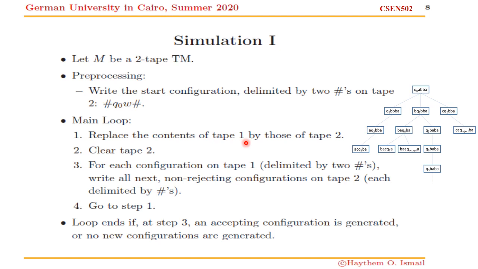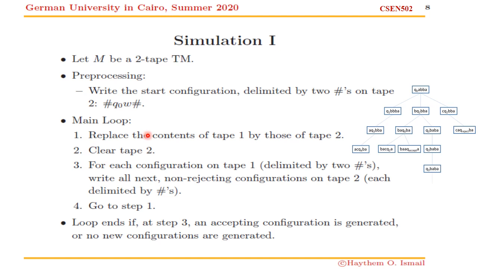Replace the contents of tape 1 by those of tape 2. Initially we have nothing on tape 1, so we will just copy the configuration delimited by the 2 hashes onto tape 1. Then clear tape 2. Erase everything on tape 2. Now for each configuration on tape 1 delimited by 2 hashes, initially we only have one configuration. Write all next non-rejecting configurations on tape 2, each delimited by 2 hashes. Because we only have one configuration on tape 1, we're going to write all the possible next configurations, these 3, on tape 2 separated by the hashes. We write only the non-rejecting configurations. None of these is a rejecting configuration, so the 3 will be written on tape 2. Then we go back to step 1.